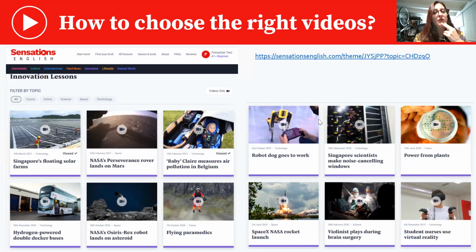You can use solar farms to work on lexis. Robot dog to teach innovations, language of science, future prediction, power from plants. Yay, lovely suggestions, and you keep them coming. Absolutely wonderful. Oh, look at that. Robot dog goes to work to raise issues with the future of artificial intelligence. I like that. Yes.